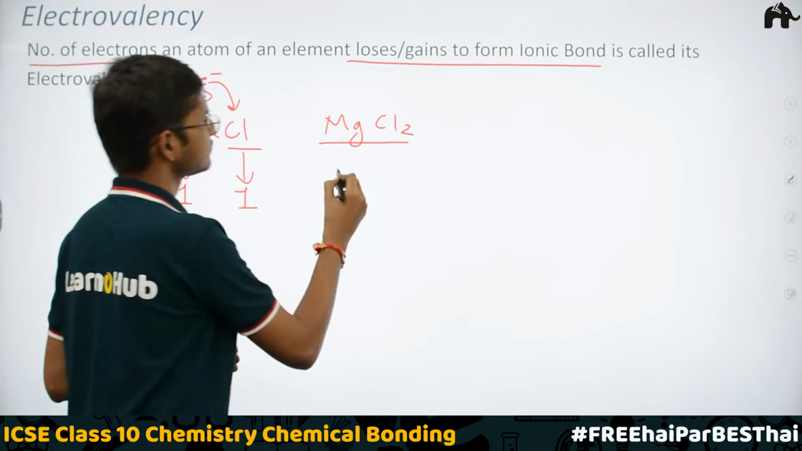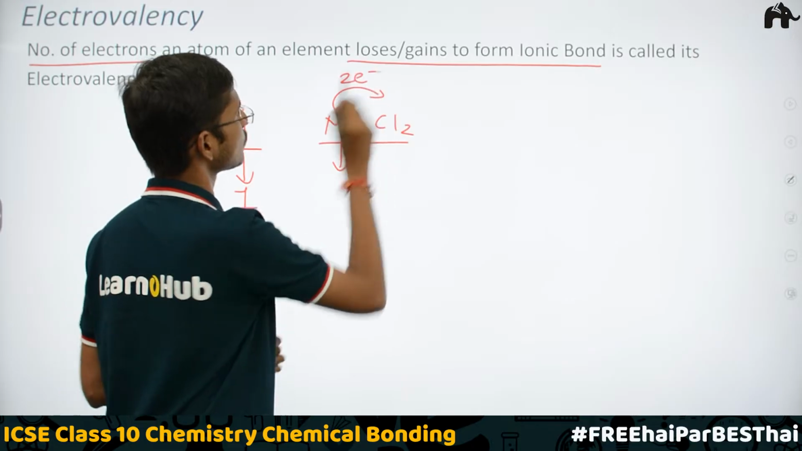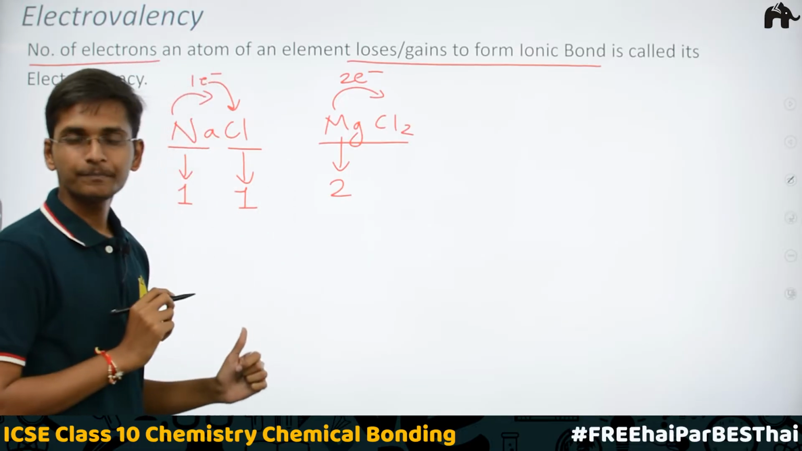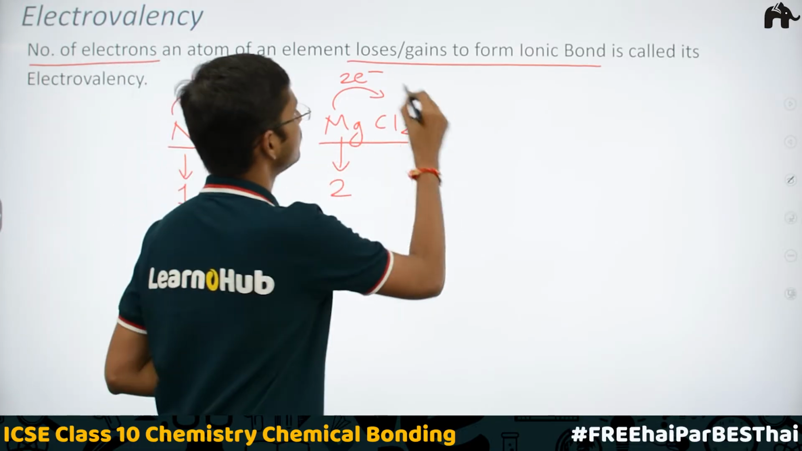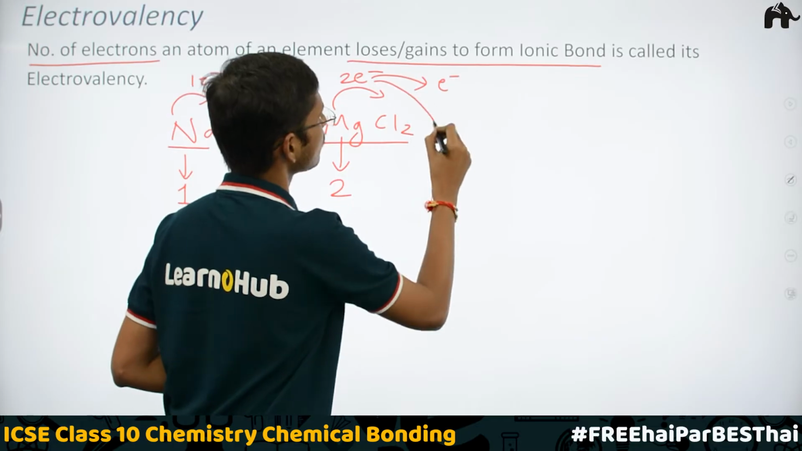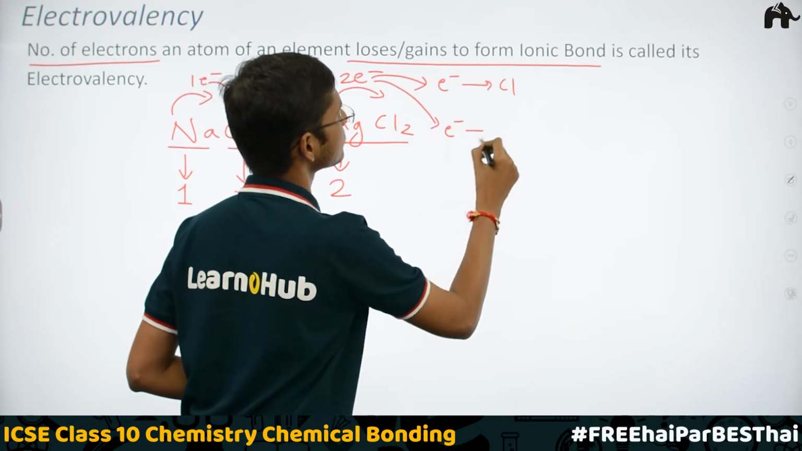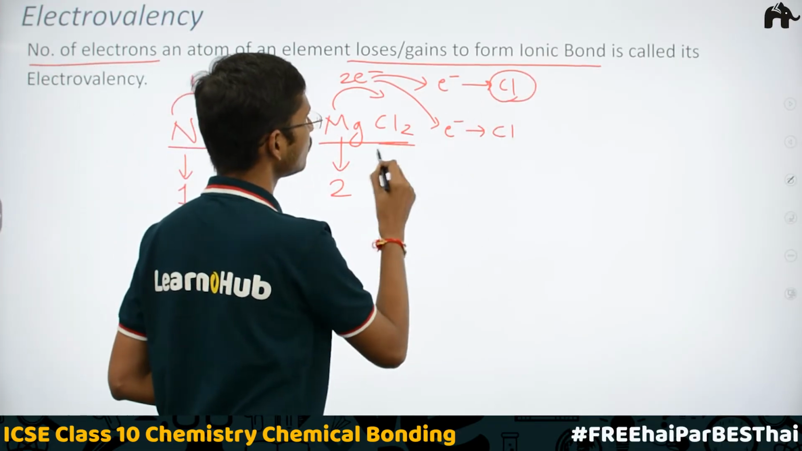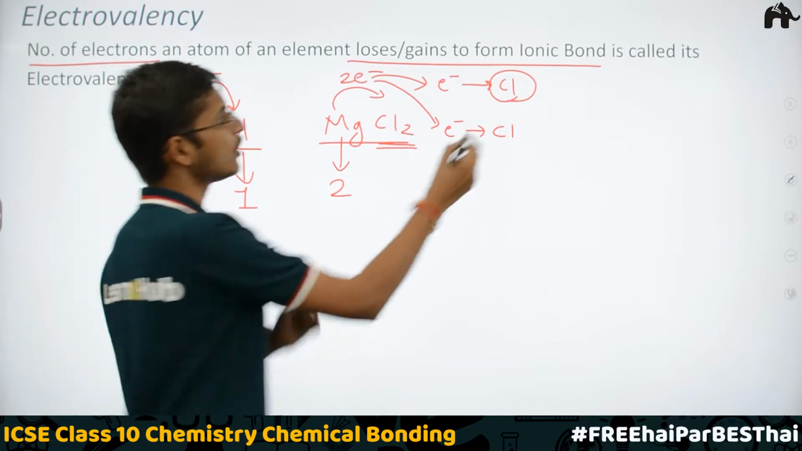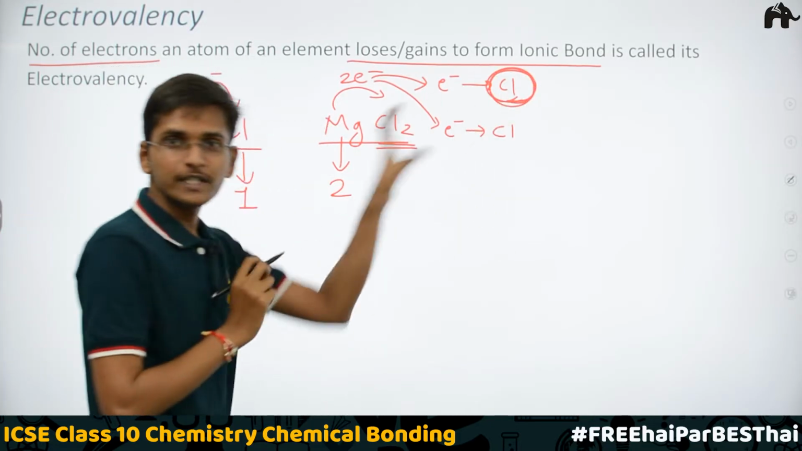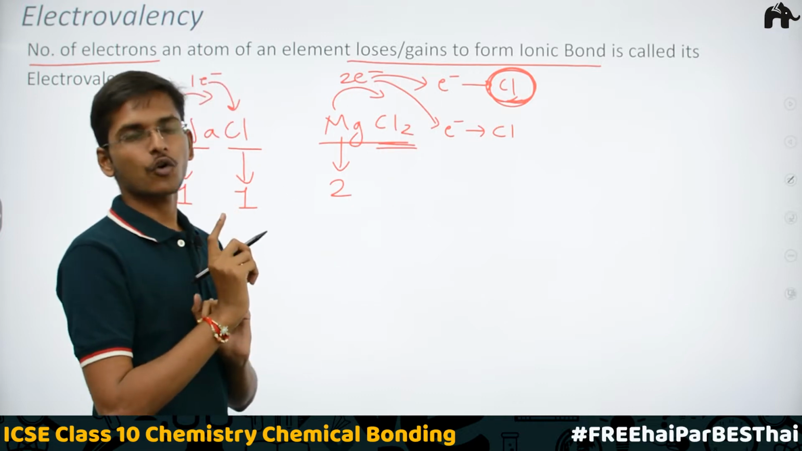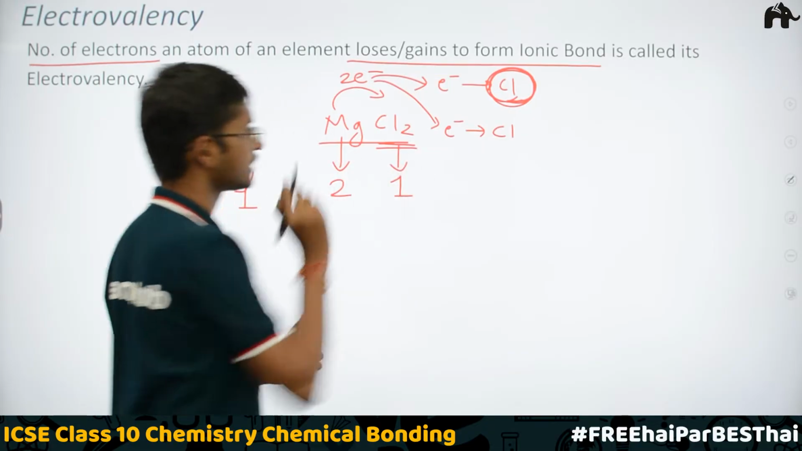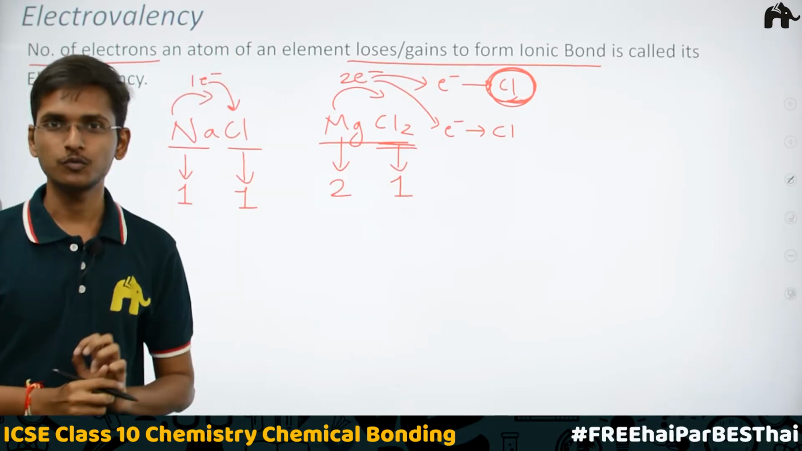So Mg here donates 2 electrons, or loses 2 electrons, to form the ionic bond, so its electrovalency would be 2. But these 2 electrons are accepted by 2 chlorine atoms. So what we can say about the chlorine here is that chlorine would have electrovalency 1, because the atom of chlorine accepts only 1 electron to form the ionic bond. That's why its electrovalency would be 1, it would not be 2. Interesting.